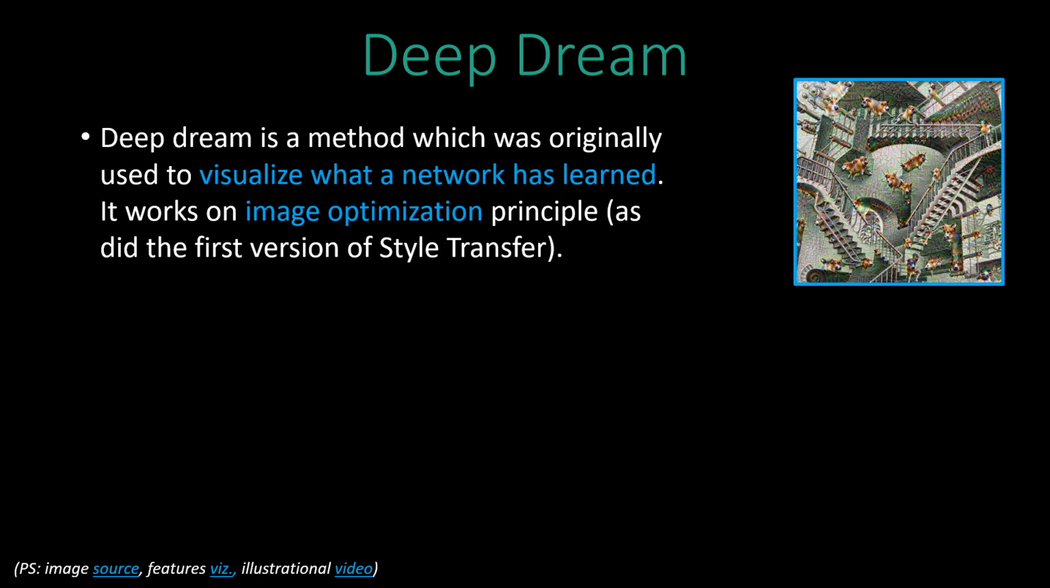The last technique that we will mention today is the deep dream method. This was a method which was originally used to visualize features that a network has trained on or has learned. Similarly to style transfer, it works on a principle of image optimization. So you start with an image, and then you are changing that image, rather than the network, to optimize it and change the content of that image. Okay.